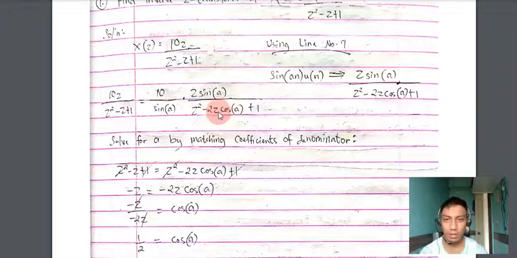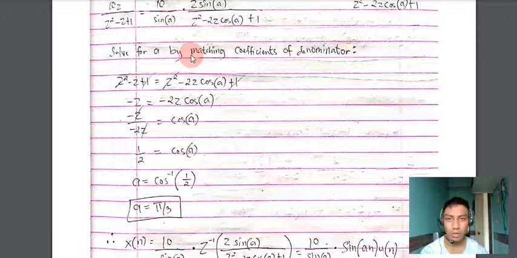But by letting the negative 2z cos a equal to negative z from this, to solve for a, we are matching the coefficients of the denominator. So we have z squared minus z plus 1 equals z squared minus 2z cos a plus 1. Canceling this z squared and 1, we equate them. So we are left with negative z equals negative 2z cos a.